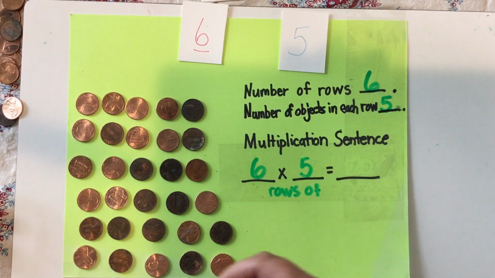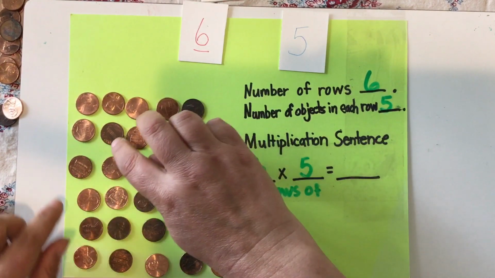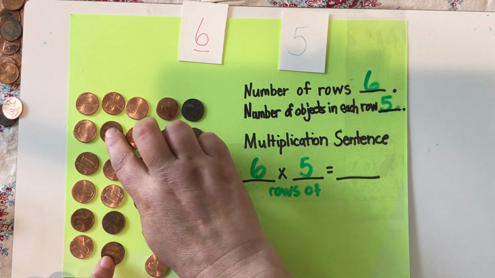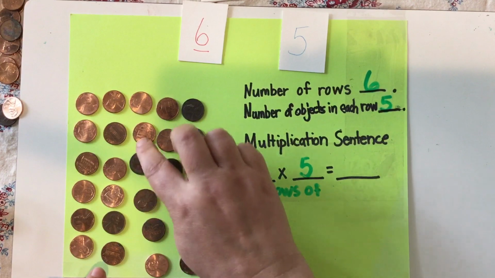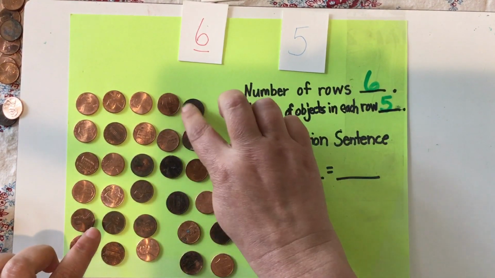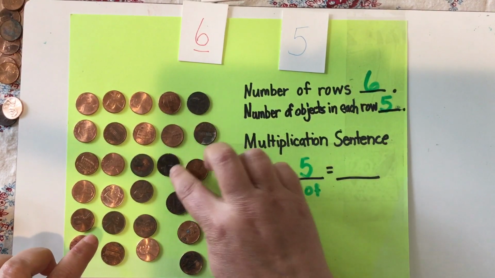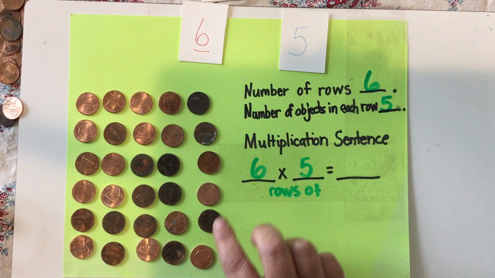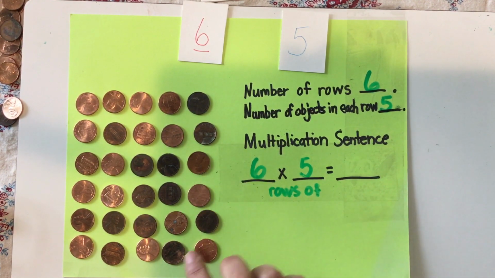Good. Now, my rows and my columns need to be a little neater. Notice how everything in the column aligns and everything in the rows. We want to have it look like an array. It's nice and organized like the Brain Pop video said. Good job. All right, so we have 6 rows of 5.